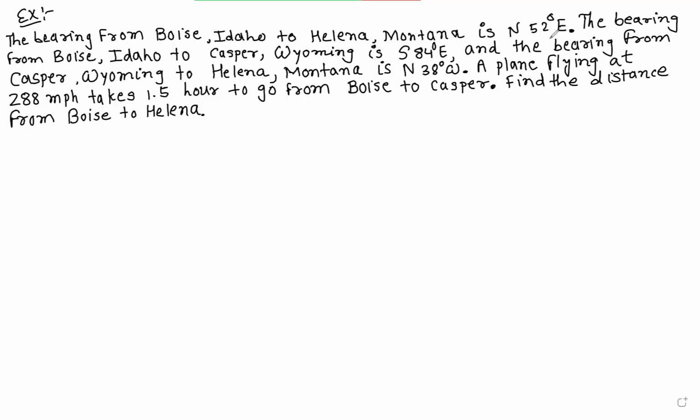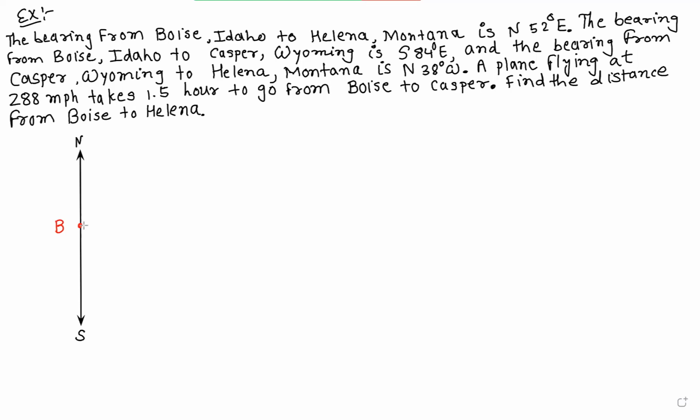By looking at the question, we can see that this is a bearing problem with method 2. We have two directions given and we have one acute angle given. So we will draw a north-south line first. Let's place Boise, Idaho right here on this line. I will label that as B. From Boise, Idaho to Helena, Montana is north 52 degrees east.